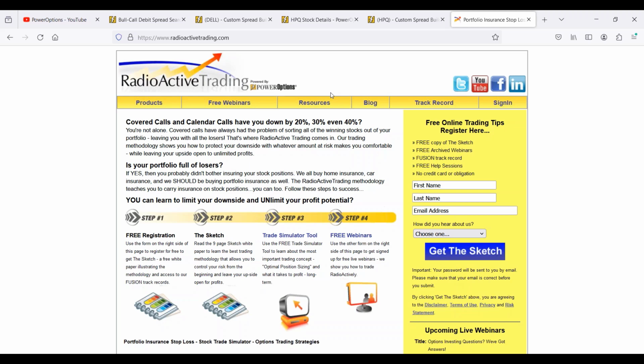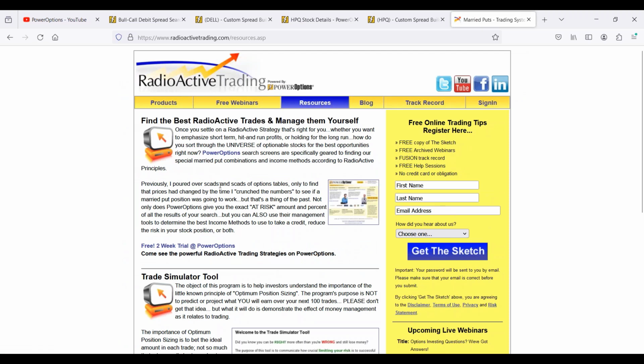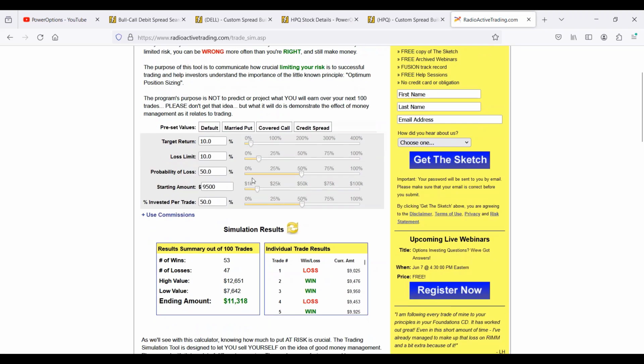But one of the unique tools here, in addition to all that great information on protection and long-term growth, in the resources tab at Radioactive Trading, we have the trade simulator tool. What the trade simulator tool does is it allows us to put in an expected target for our strategy of return we would look for, the loss limit we're willing to take either through stops or through management, probability of loss, reverse of the probability of success, starting amount, and invested per trade.